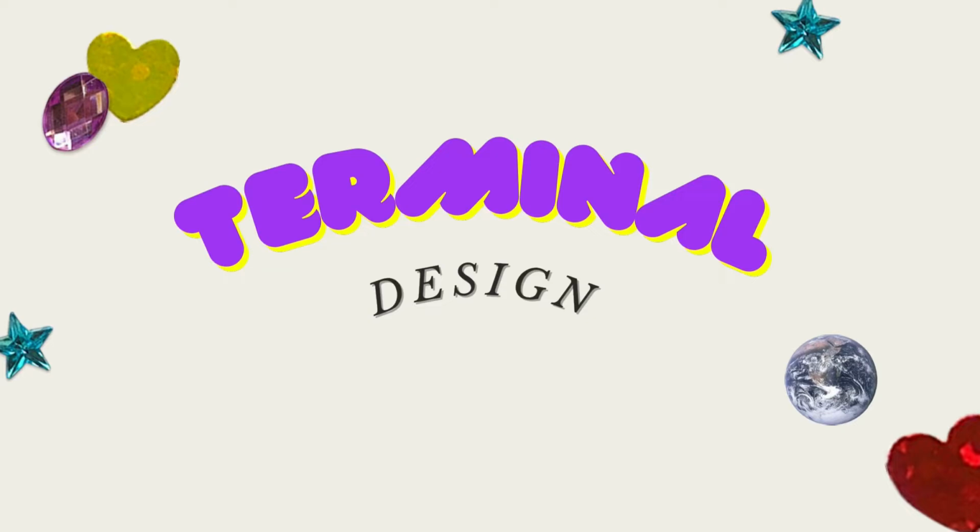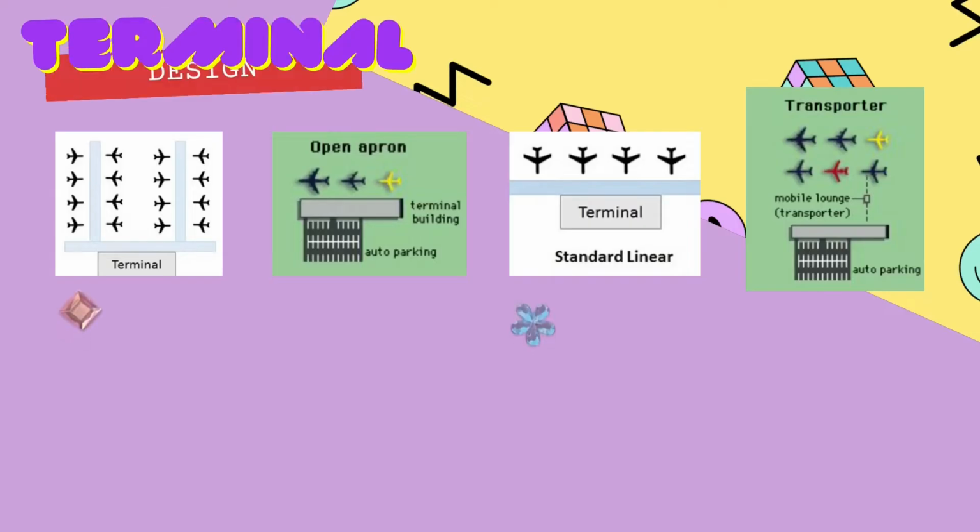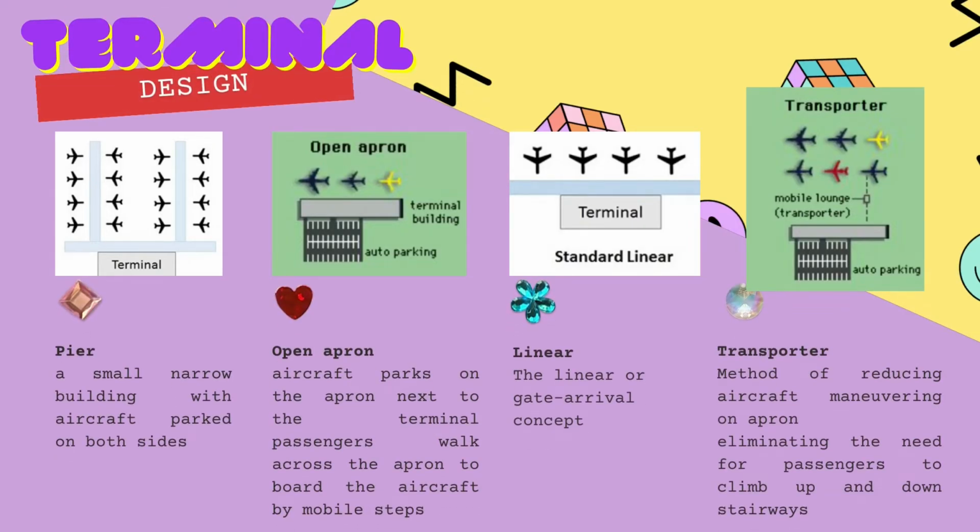Next, we will go on to terminal design. Terminal design 1. Pier. A pier design is a small and narrow building with aircraft parked on both sides. One end connects to the ticketing and baggage claim area. Piers offer high aircraft capacity and simplicity of design, but often result in a long distance from the check-in counter to the gate. Most large international airports have this design.